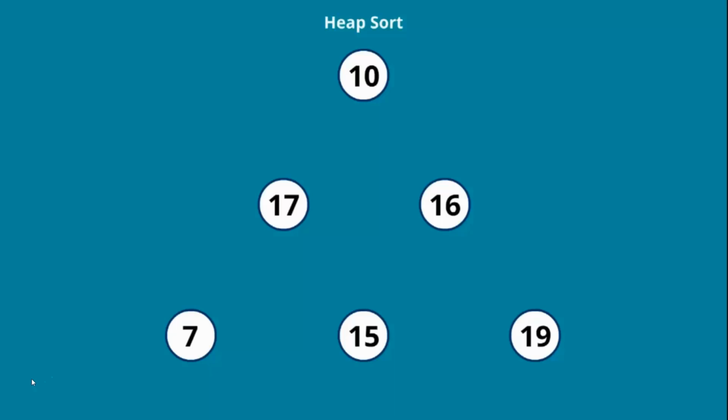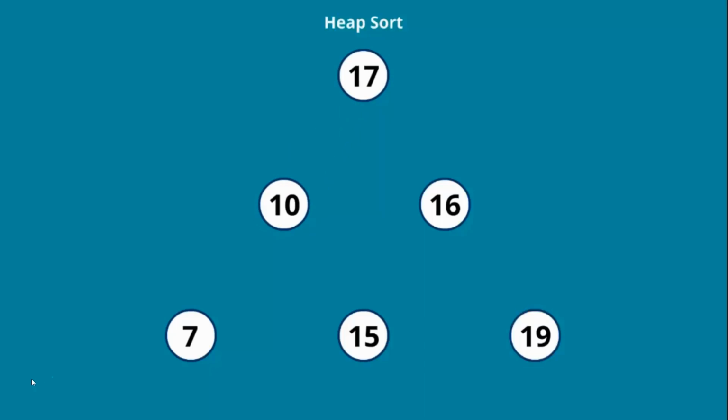As you can see, the root element present is 10. But element 10 needs to be replaced with some element, say for example 19. 10 is the smallest element and 19 is the largest element. But it is replaced in such a way that 17 is placed because 17 is the largest, so 10 is placed in the bottommost position.